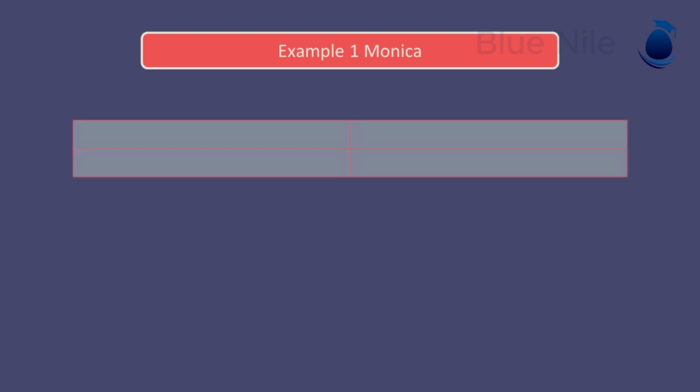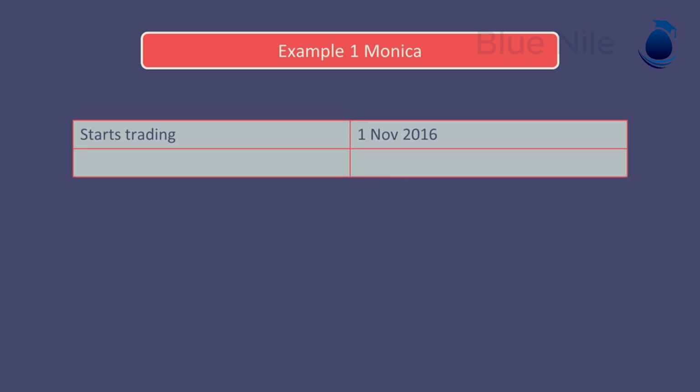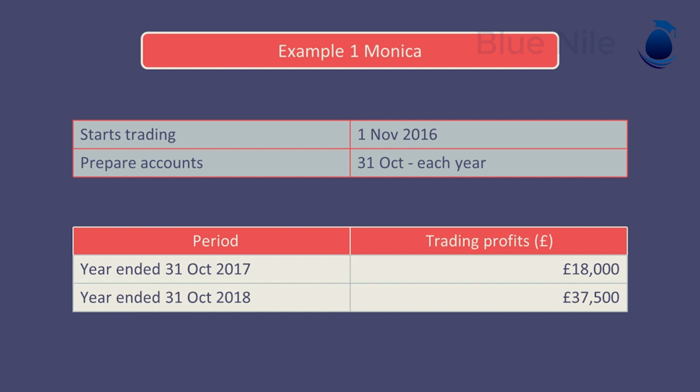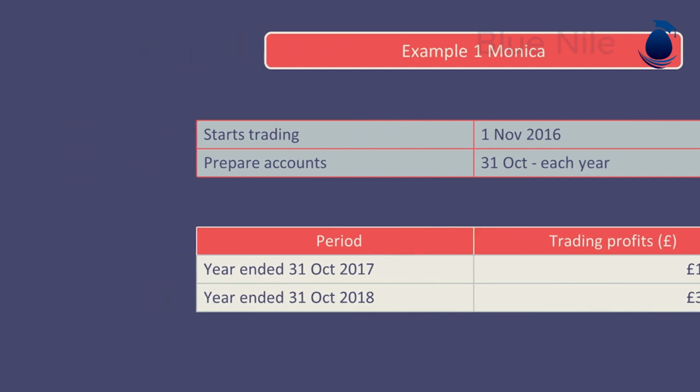So example 1. Monica started trading on the 1st of November 2016, preparing accounts for the 31st of October each year. Her tax-adjusted trading profits were, for the year ended the 31st of October 2017, £18,000. For the year ended the 31st of October 2018, £37,500.